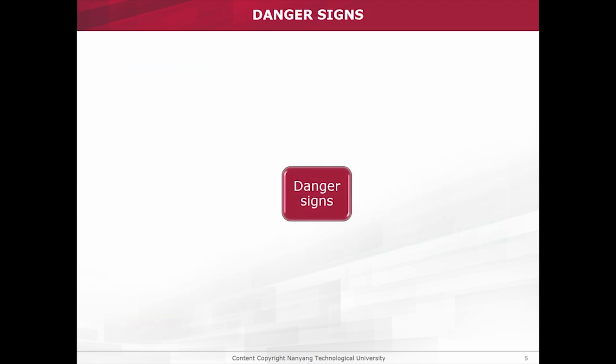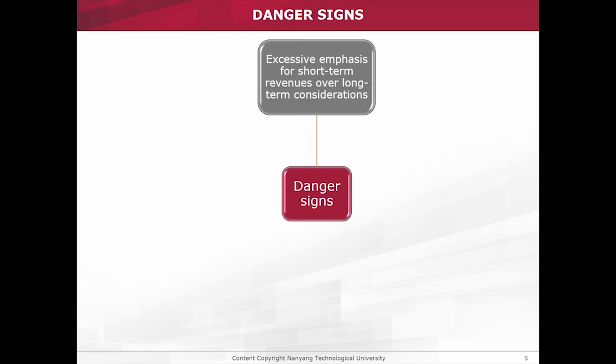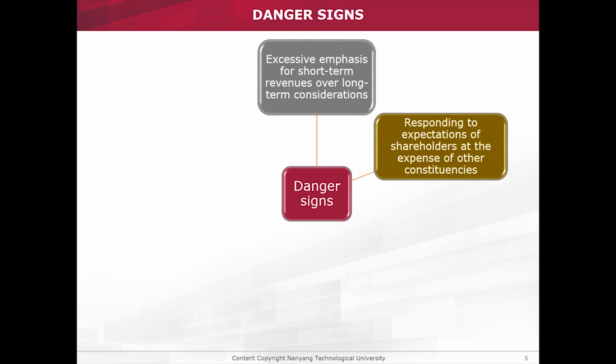Some key warning signs to spot in an organization that may have a lax ethical climate that will promote unethical behavior include excessive emphasis on short-term revenue streams and not focusing on long-term outcomes. Responding to the expectations of shareholders at the expense of other constituencies.